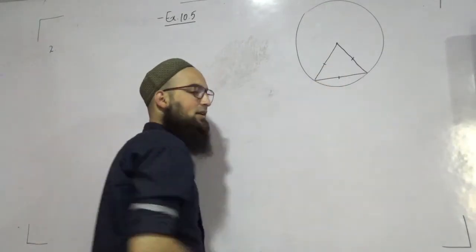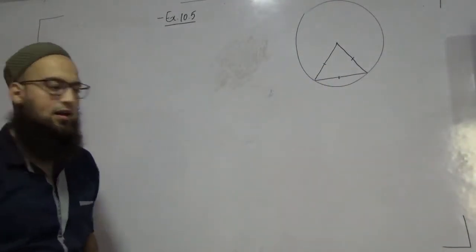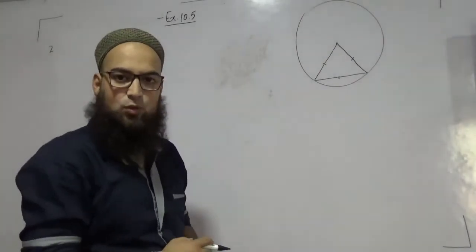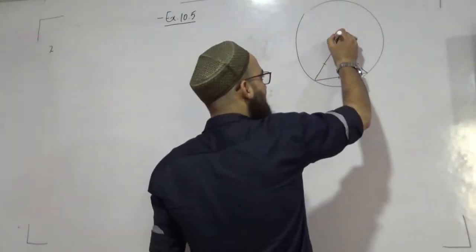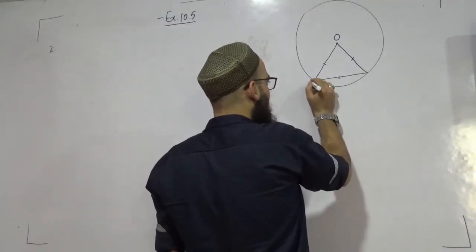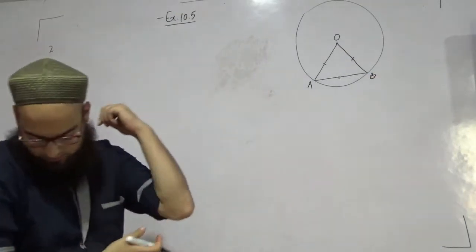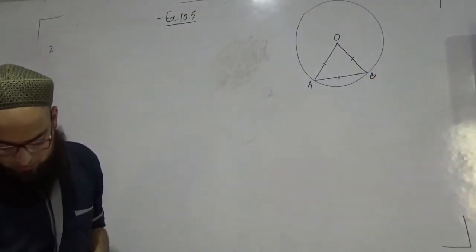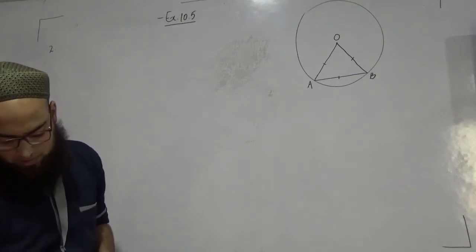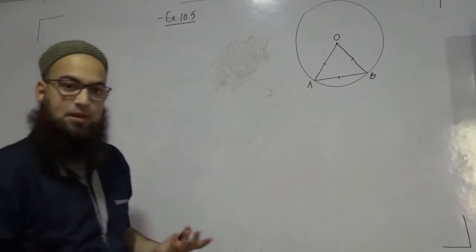So in this triangle, there's a formation of a triangle. In this triangle, all three sides are equal. That means this is an equilateral triangle. So let us say this is center O. Let us say our chord is AB. Further it says, find the angle subtended by the chord at a point on the minor arc and also at a point on the major arc.